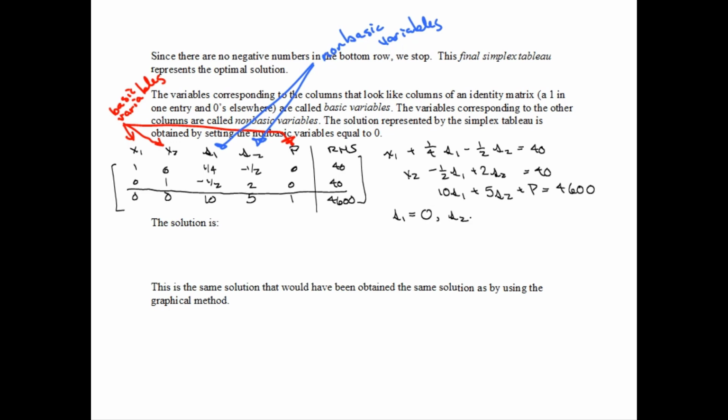Okay, so now we think of setting s1 equal to 0 and s2 equal to 0. What will that do? If I look at my first row, I'll have x1 plus 1/4 times 0 minus 1/2 times 0, which is 40, which gives me x1 equals 40. In the second row, my x2 is still there, while s1 and s2 are set to 0. Therefore, x2 equals 40. In the third equation, s1 and s2 are 0, so those first two terms are gone. So what does that give me? P equals 4600.